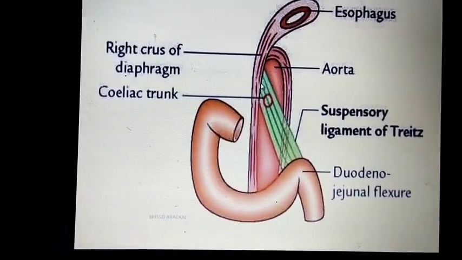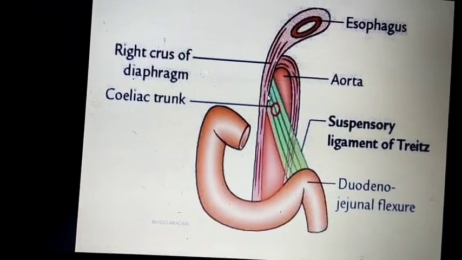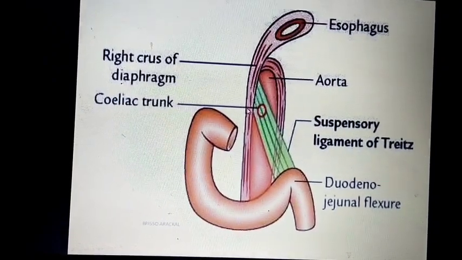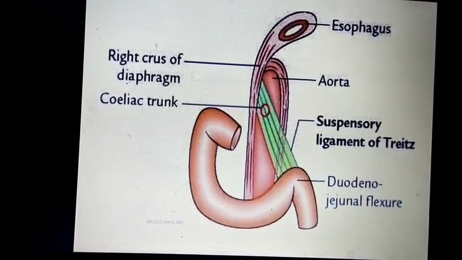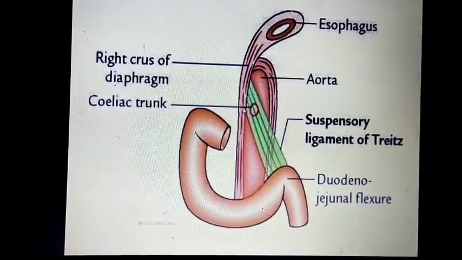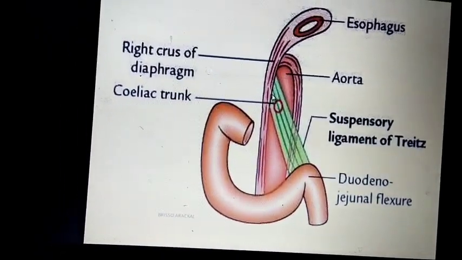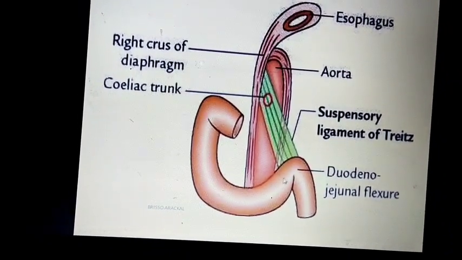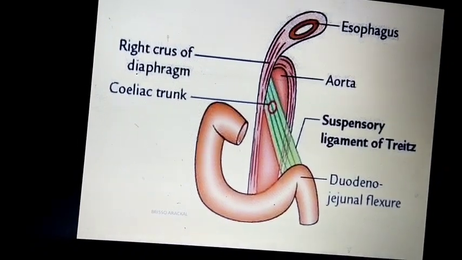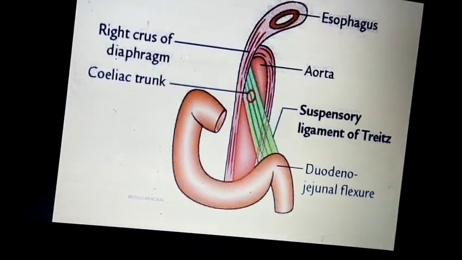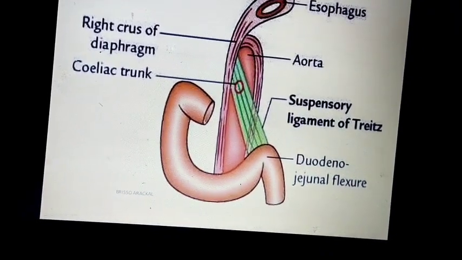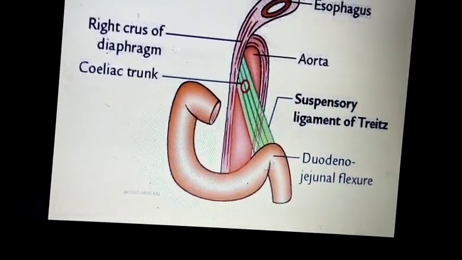The upper end is attached to, or originates from, the right crus of the diaphragm. Okay, this is the muscle or crus of the diaphragm. This is the left crus and this is the right crus, and the ligament of Treitz originates from the right crus of the diaphragm. The lower end of the suspensory muscle of the duodenum, or ligament of Treitz, is attached to the posterior surface of the duodenojejunal flexure.